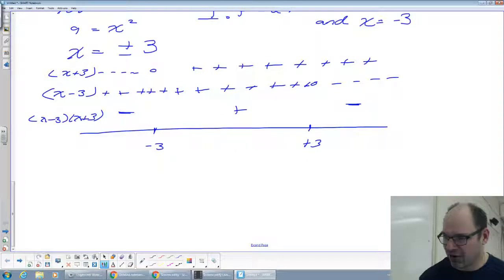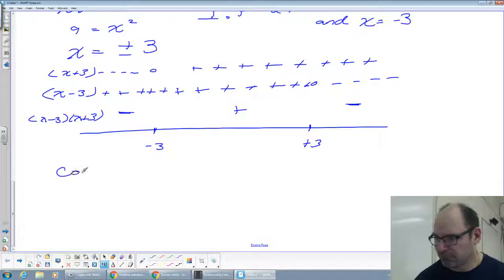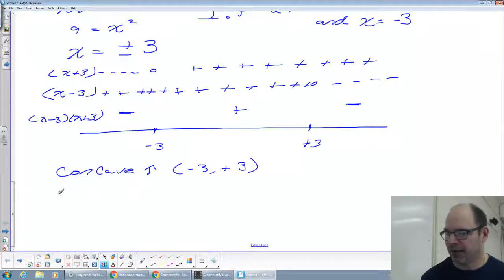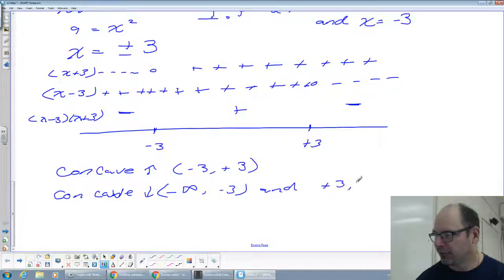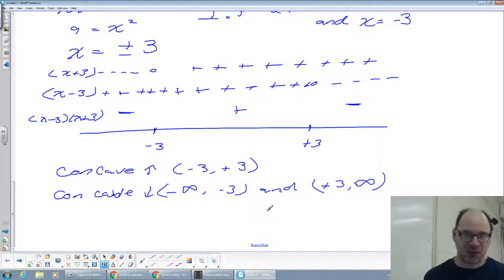So it's concave up from negative 3 to positive 3. And it's concave down from negative infinity to negative 3, and from positive 3 to infinity. Okay, so that would answer all 5 questions.